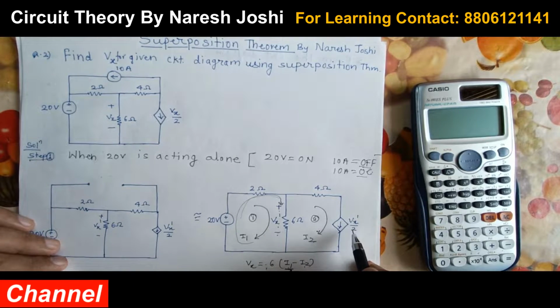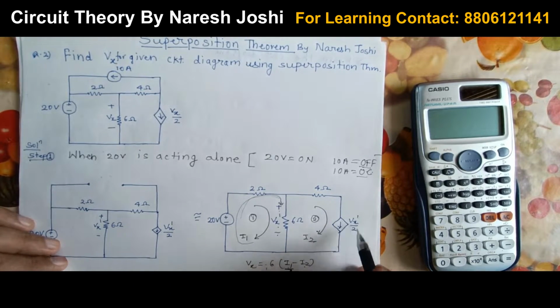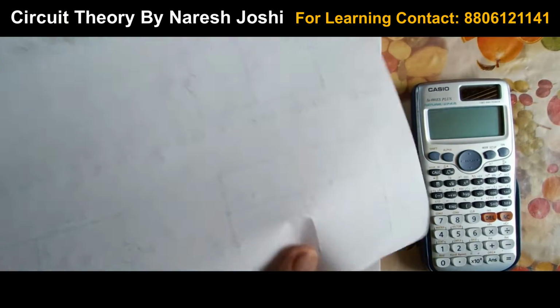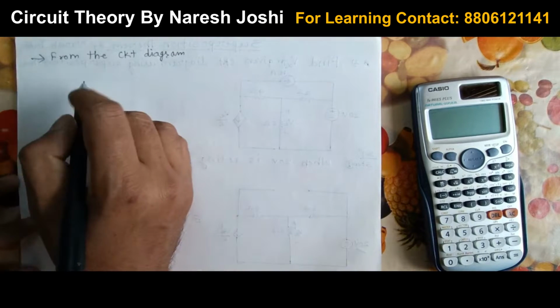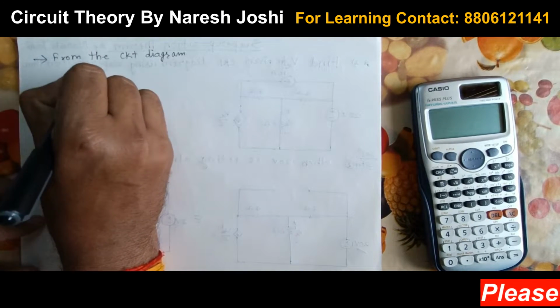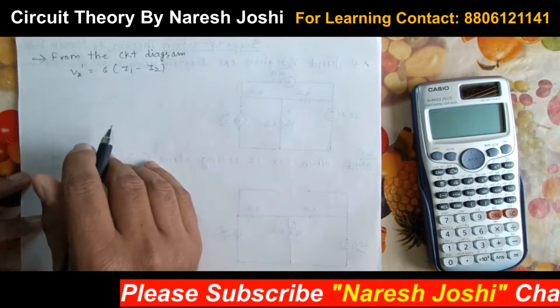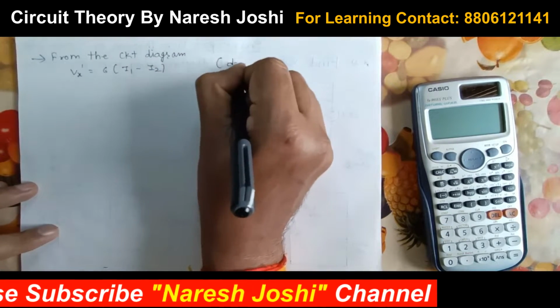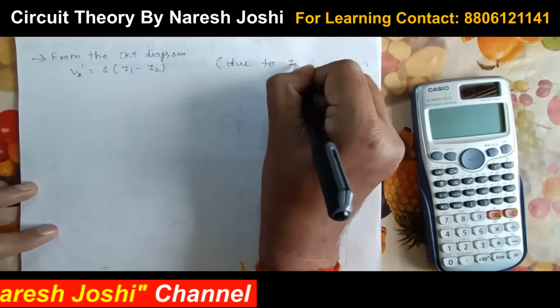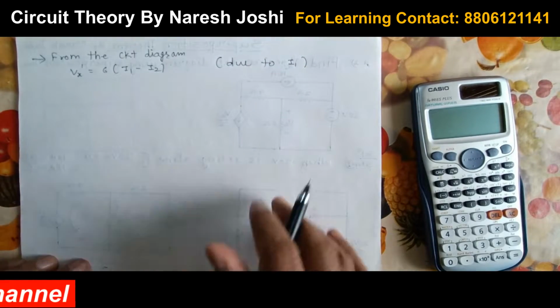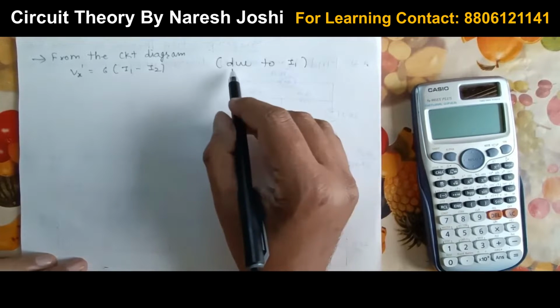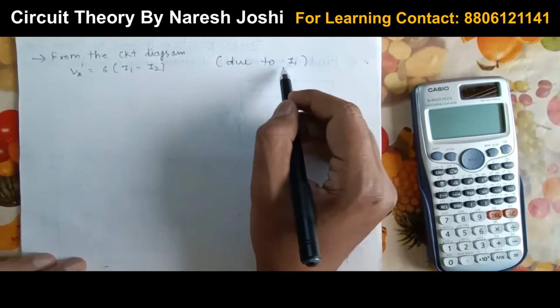The second thing we can get directly is I2, you can see here, I2 equals to Vx dash upon 2. These two things we are getting directly from the circuit. So I will write that here. First from the circuit we have obtained Vx dash equals to 6 (I1 minus I2). And this is due to I1. I have considered the direction for your understanding. I have written this is due to I1. You do not need to write this in your exam, it is only for your understanding.